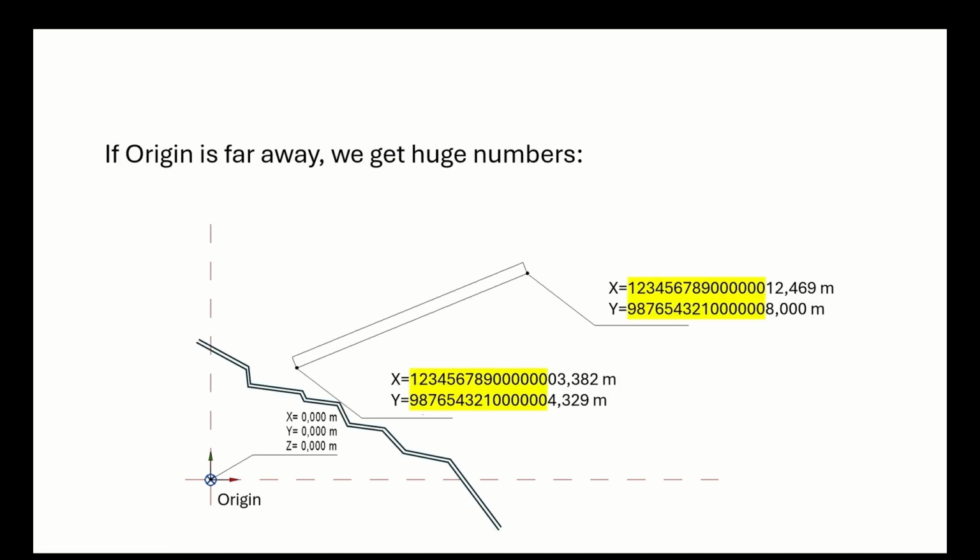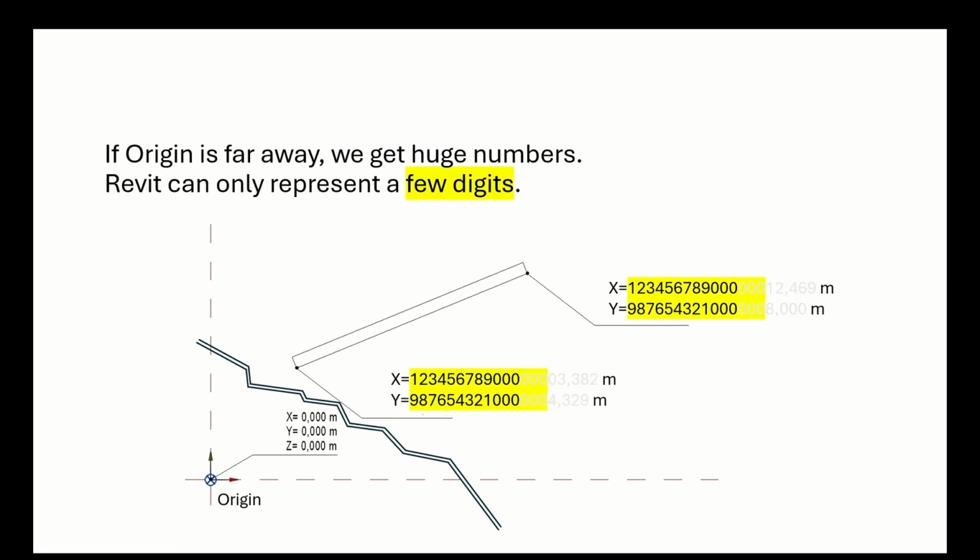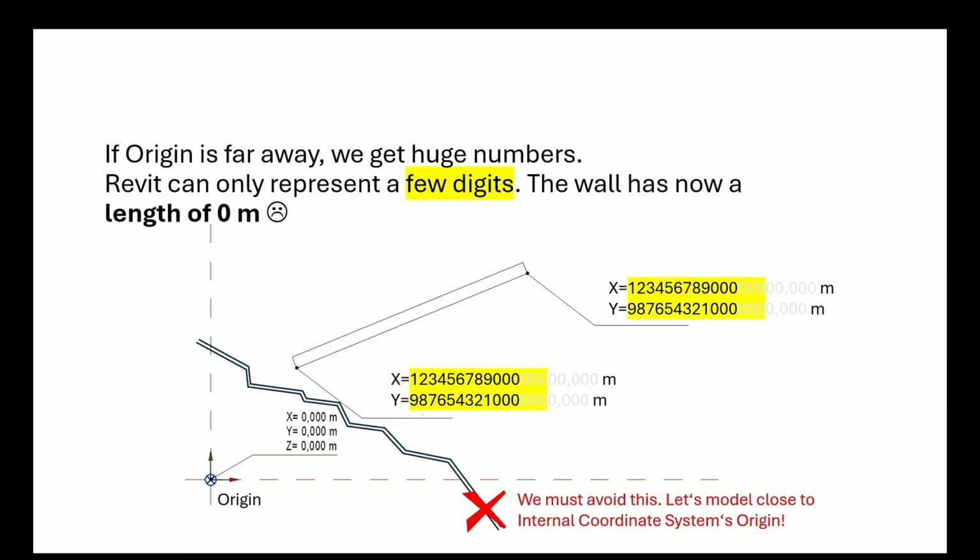What happens if the origin of the coordinates is very far away? Then huge numbers are created here. Revit cannot represent so many digits. This means that the digits shown here in gray are set to 0. The result is that this wall would have a length of 0. That is a problem. This is why you should never construct anything very far away, 10 miles from the origin.